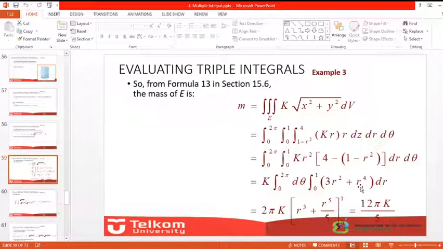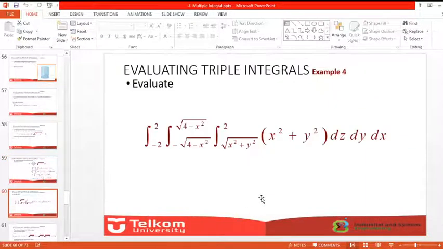The integral with respect to r gives r power 3 plus r power 5 over 5. Next we input from 0 until 1, so we input 1 plus 1 over 5. So we get the result 6 over 5, with θ from 0 until 2π. So we get 6 over 5 times 2π, so the result is 12π over 5 times k.